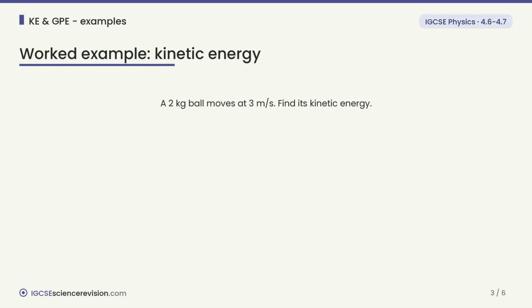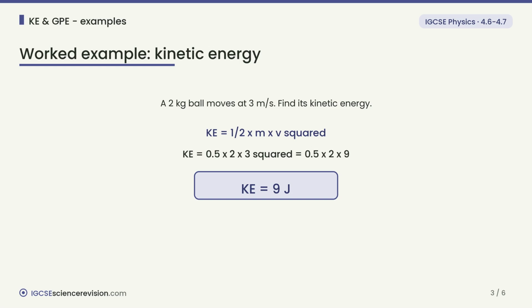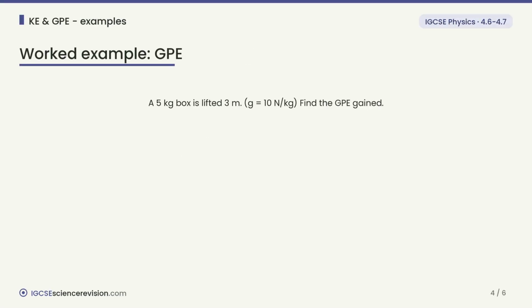Let's find a kinetic energy. A 2 kilogram ball moves at 3 meters per second. Write the equation kinetic energy equals a half mv squared. Square the speed first. 3 squared is 9, then a half times 2 times 9. That gives 9 joules.